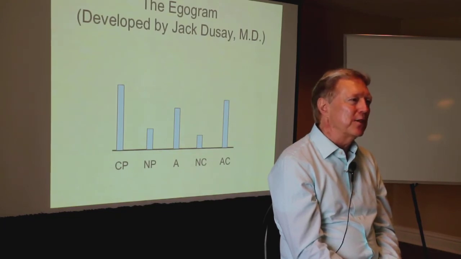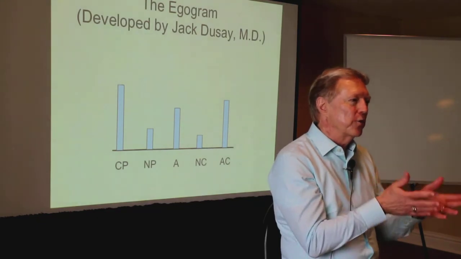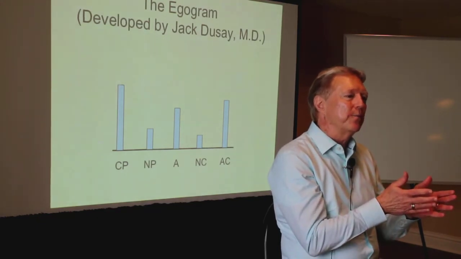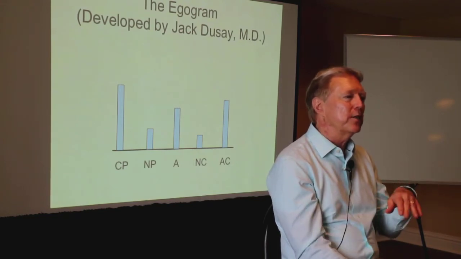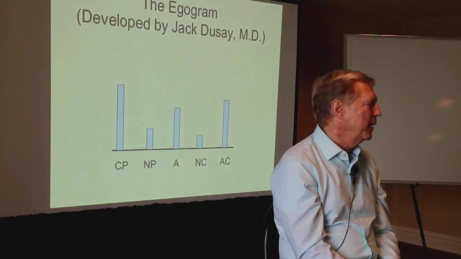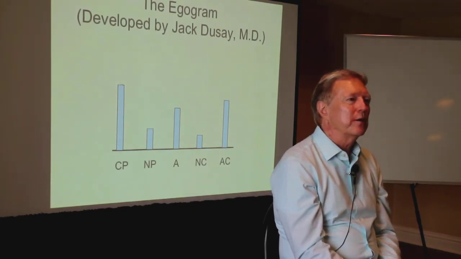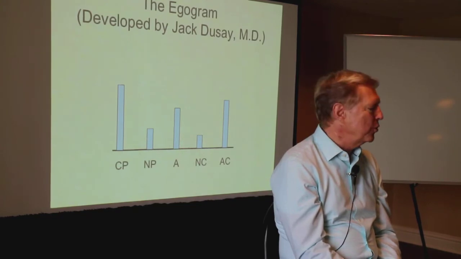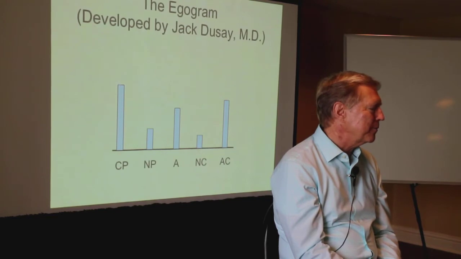It's fairly easy to construct an egogram. You can simply have a group of people observe somebody and just identify which ego state they experience is highest, which is next highest, and so on in the personality. And ideally, you want the nurturing parent higher than the critical or controlling parent.